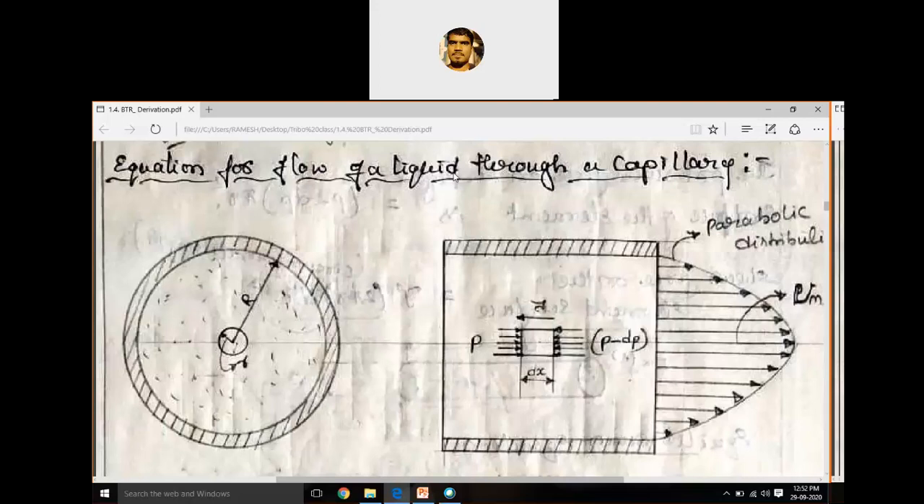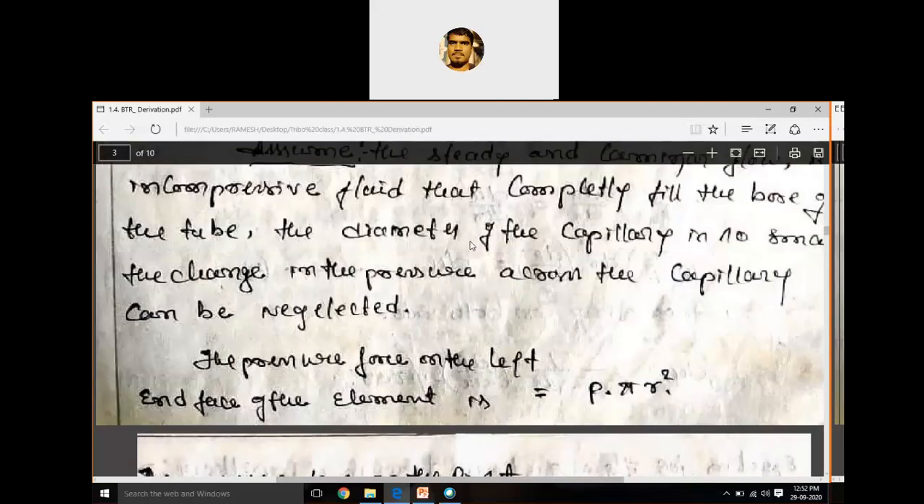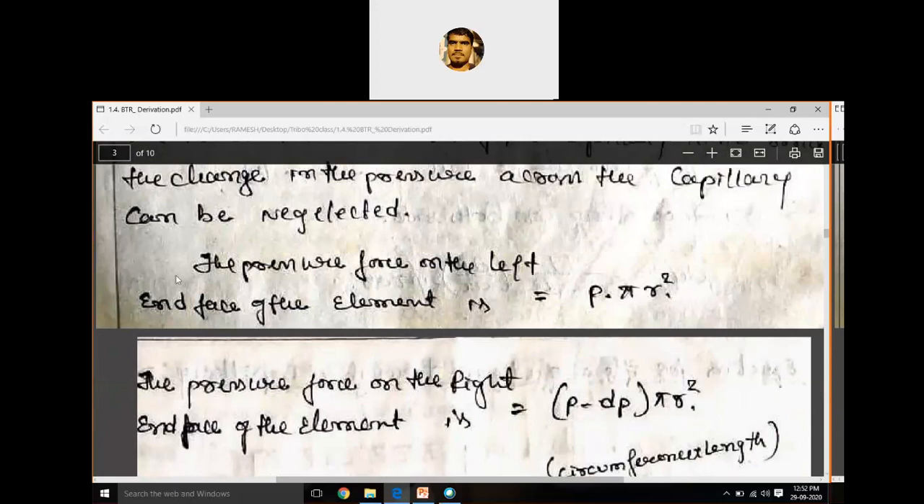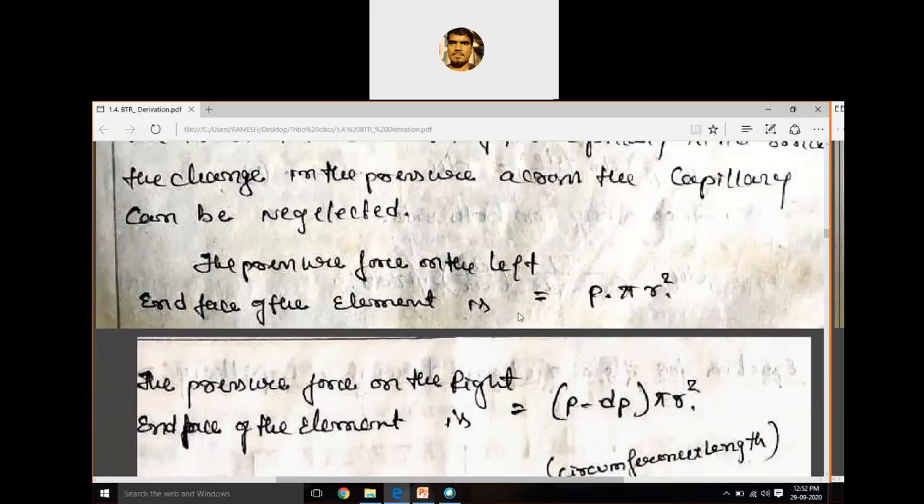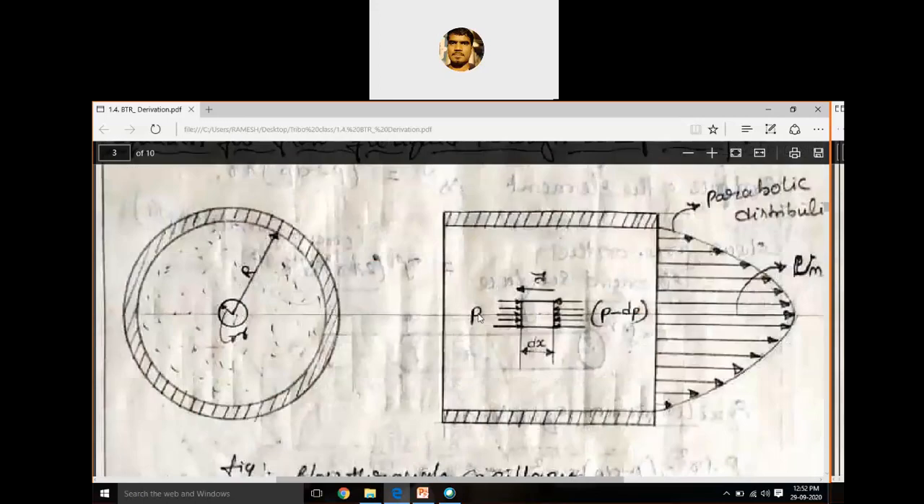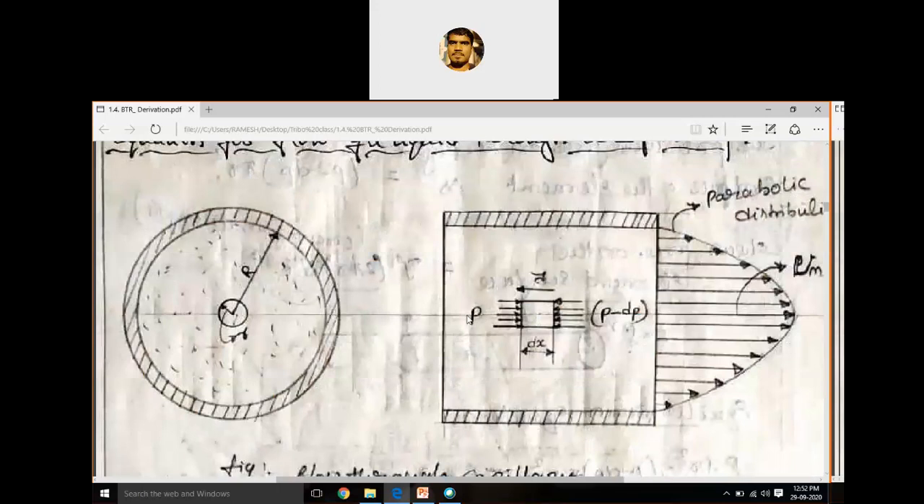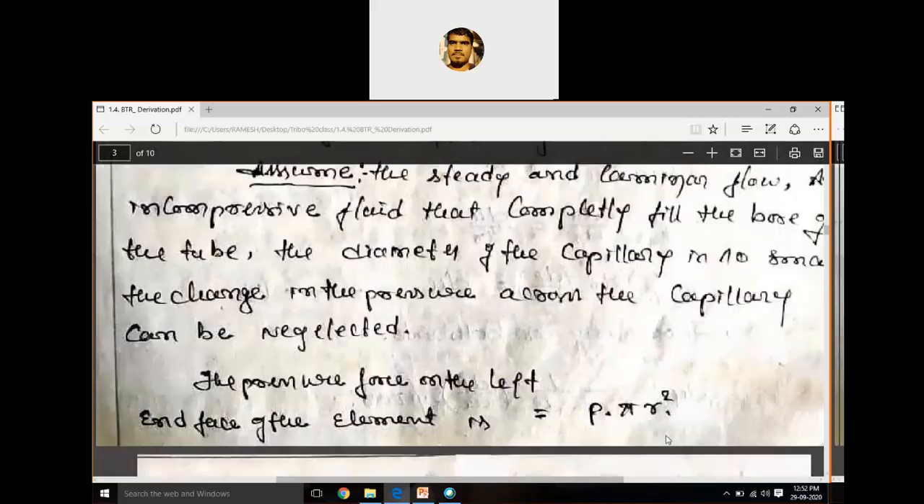First, the pressure force on the left hand face of the element. The pressure on the left hand face of the element is P. We know that force means pressure into area. P is the pressure, and the area of this face of the small imaginary element is pi r square. So pressure into area gives the force. The force acting on the left face is P pi r square.